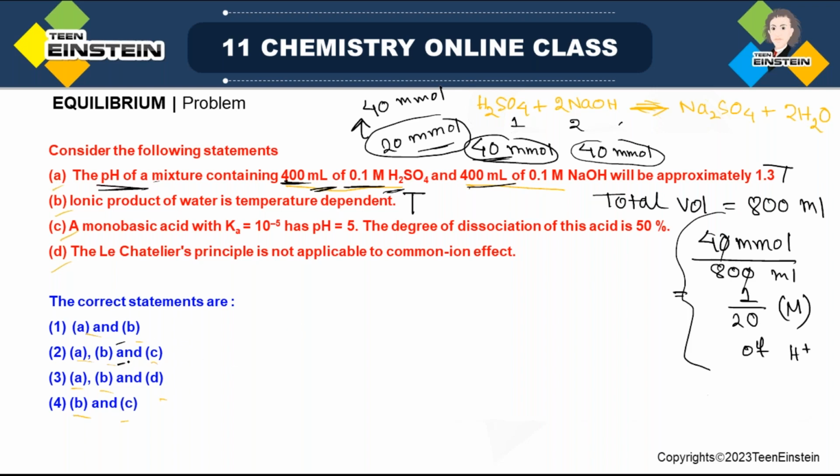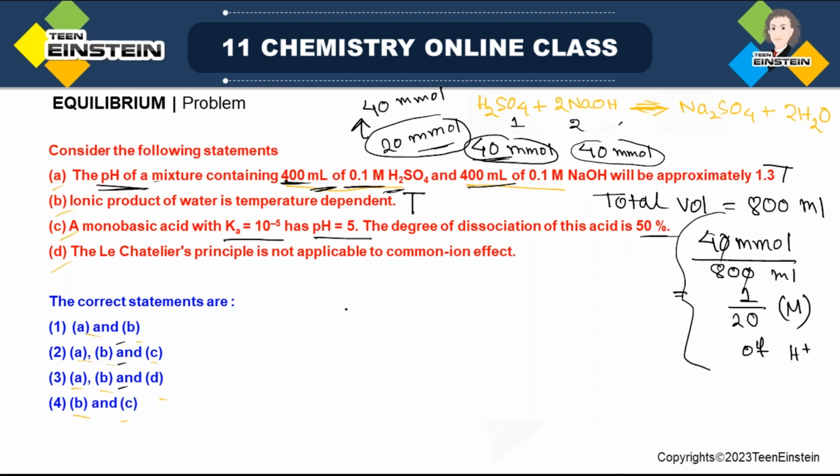But A and B are present in all these options, so we still have to consider C and D. C says a monobasic acid, Ka value given, pH is also given. The degree of dissociation is mentioned as 50%, that means the alpha value is 0.5, after dividing by 100. But is it true? That we have to check.